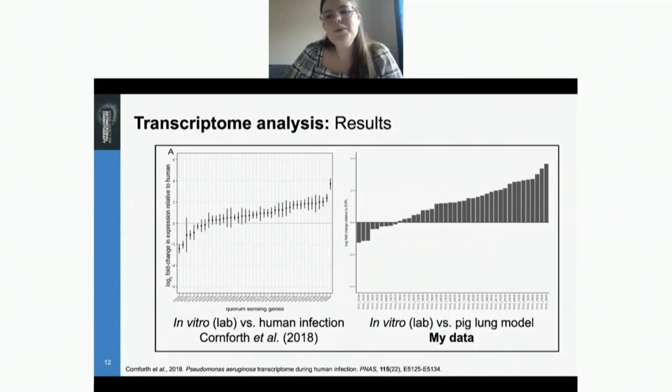I similarly pulled out this gene set from our data to compare our lab system to the pig lung model. As you can see, we have almost an identical profile, with the majority of these genes showing a log-fold increase in expression in the lab compared to our pig lung model. So this was really exciting. Not only is it different, but it also seems to be showing key markers of being closer to the human infection environment than the current lab model systems are. And this is part of some ongoing collaborative work with this lab.